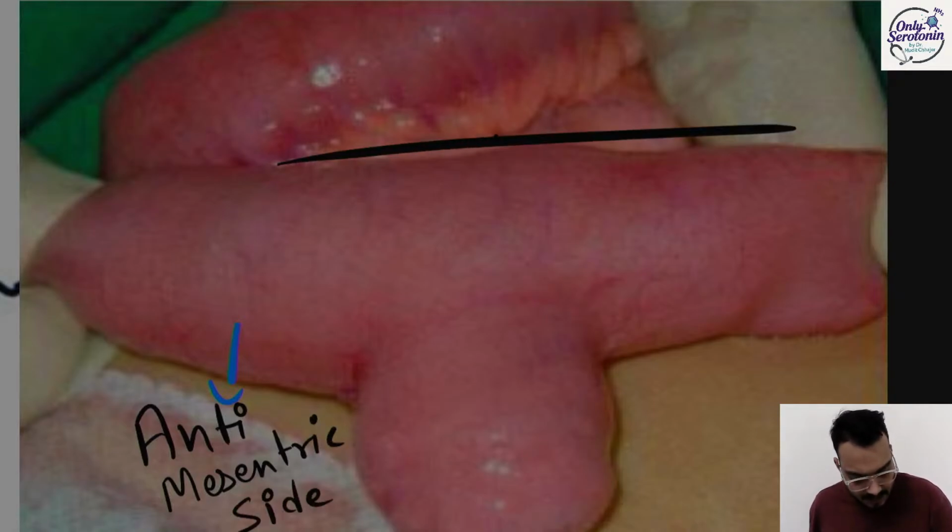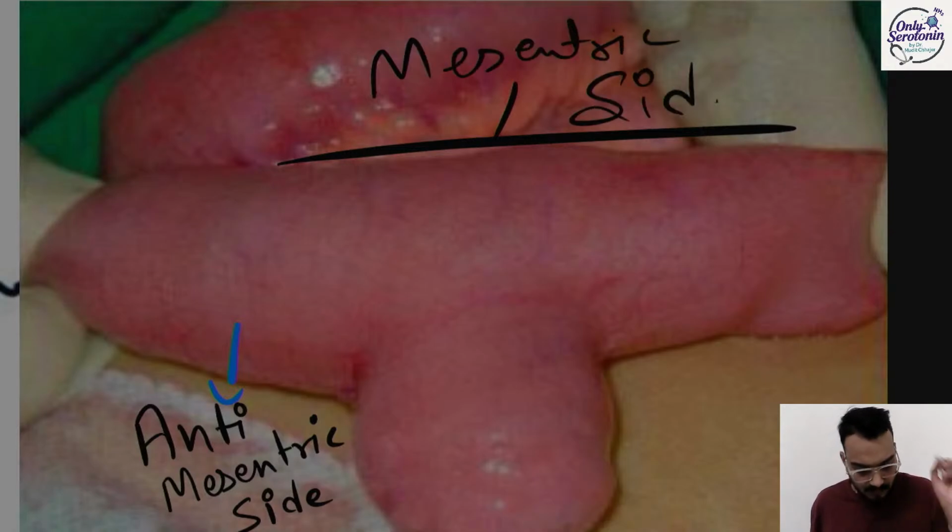And this is what, guys? This is your mesenteric side. Done. Done for today. Done for all the Viva topics. Everything is done.